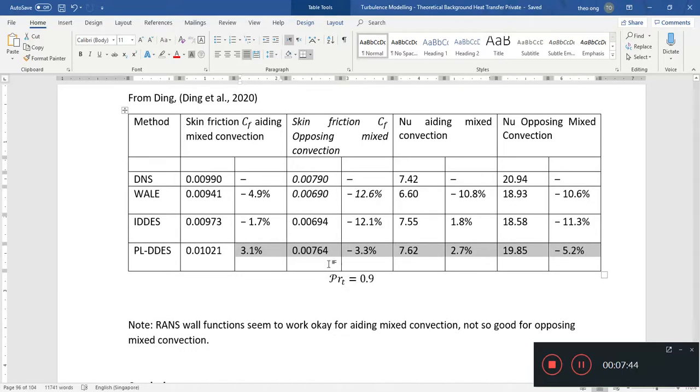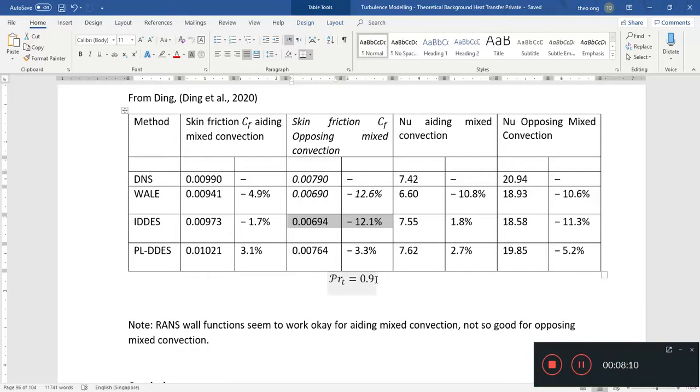Of course, you can actually tweak your IDDES model in the opposing mixed convection side to try and get a better result, because it was said in Ding's paper that the mesh size here is too coarse, because there's so much turbulence there. You kind of need to refine it a lot.